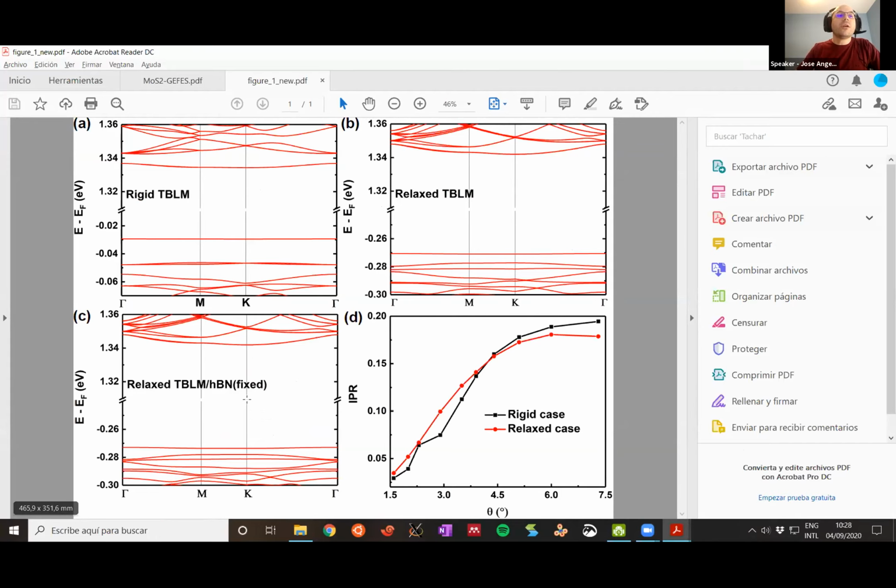And if we include the relaxation, taking into account a substrate of hBN, the flat band is still there. But what happens is that these states are localized in different regions. And that's basically it.